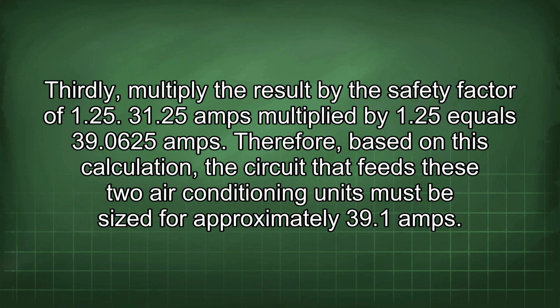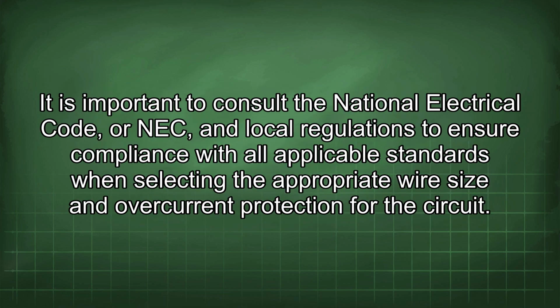31.25 amps multiplied by 1.25 equals 39.625 amps. Therefore, based on this calculation, the circuit that feeds these two air conditioning units must be sized for approximately 39.1 amps. It is important to consult the National Electrical Code, or NEC, and local regulations to ensure compliance with all applicable standards when selecting the appropriate wire size and overcurrent protection for the circuit.